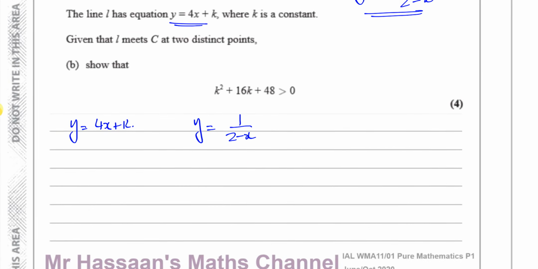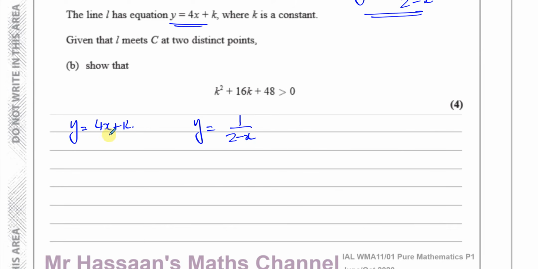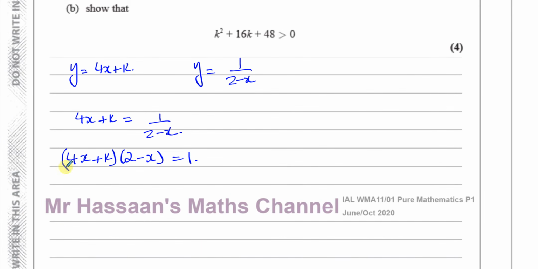So you can think about it, let's make them equal to each other, or you can say let's substitute y, instead of y put 4x plus k. So you can say 4x plus k is equal to 1 over 2 minus x. So we can just cross multiply: 4x plus k times 2 minus x equals 1, and we can expand this. We're going to have 4x times 2, which is 8x, and 4x times minus x, which is minus 4x squared, and k times 2, which is plus 2k, and k times minus x, which is minus kx. And let's bring this on this side as well. You're going to get minus 1 equals 0.